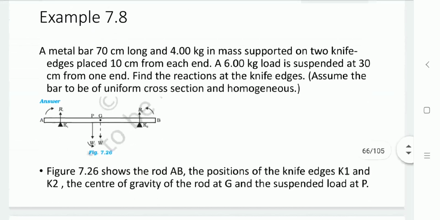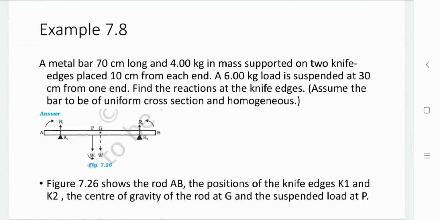Let us understand an example regarding the same. A metal bar 70 centimeter long and 4 kilogram in mass is supported on two knife edges placed 10 centimeter from each end. A 6 kilogram load is suspended at 30 centimeter from one end. Find the reactions at the knife edges. Assume the bar to be of uniform cross section and homogeneous.